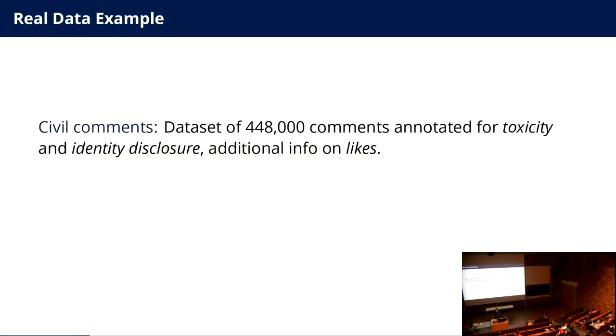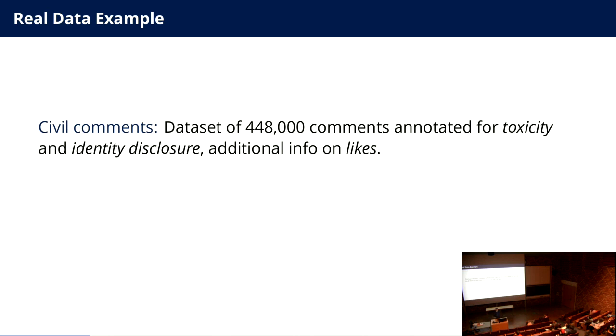So now I'm going to show this in a real data example using the Perspective API. I already mentioned it. And part of the Perspective API's training data set is the civil comments data set. This is a data set of almost 500,000 comments that were annotated by humans for a number of variables, including this so-called toxicity measure, as well as identity disclosure, whether someone discloses any element of their race or ethnicity. And then I'm also going to use a variable on likes. So how many times was this comment liked?